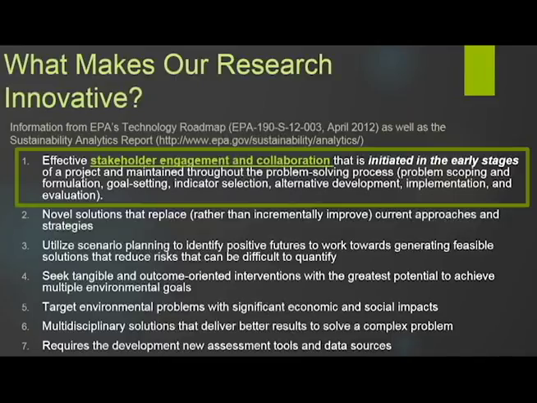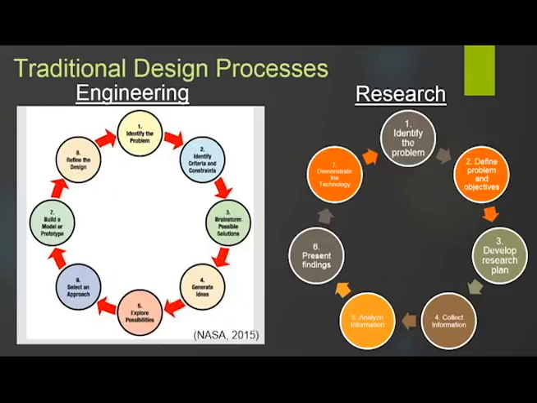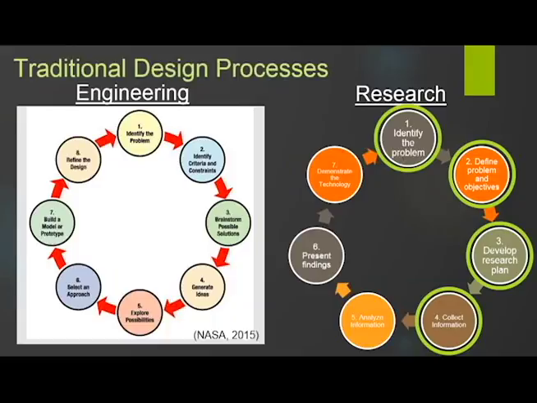So the problem-solving or engineering and research design processes you may all be familiar with begin with identifying a problem and then defining that problem and the objectives, and from there developing the research plan. And after the research plan is developed, you then go through collecting information, analyzing it, and then presenting findings and demonstrating a technology. After that, the research or design process may start again, where you refine that technology or design, or identify other problems related to your original problem or research objectives.